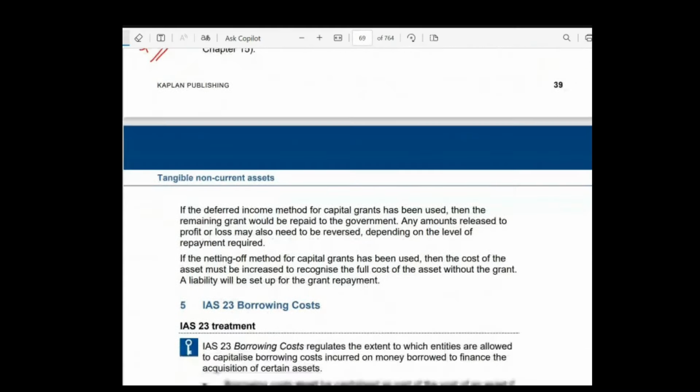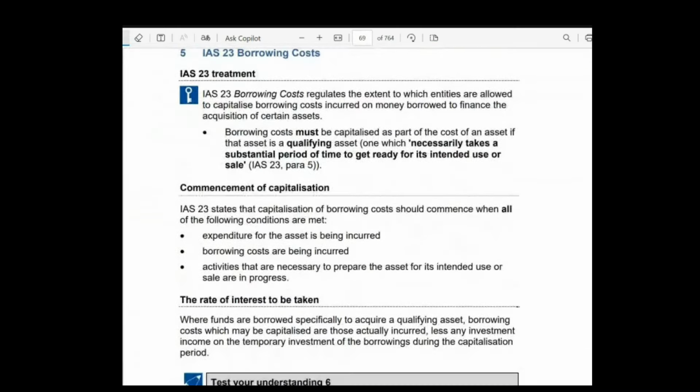Borrowing costs must be capitalized as part of the cost of an asset if that asset is a qualifying asset, one which necessarily takes a substantial period of time to get ready for its intended use or sale. If it is purely a business purpose transaction and fulfils this criteria, the finance cost can be capitalized into the asset value. If it does not fulfil it, it will be expensed out.